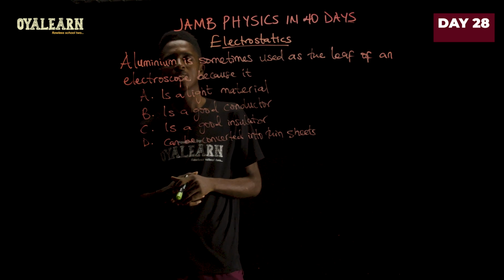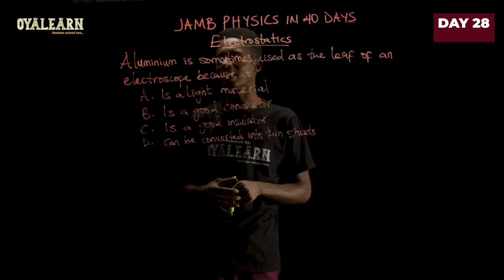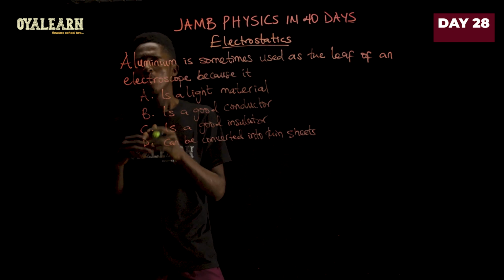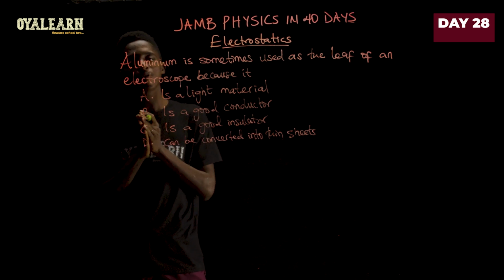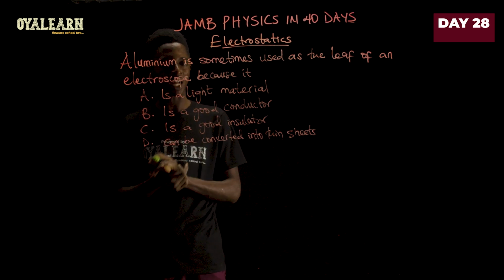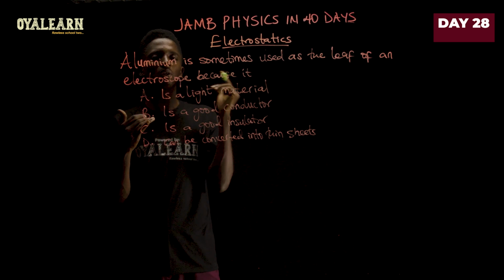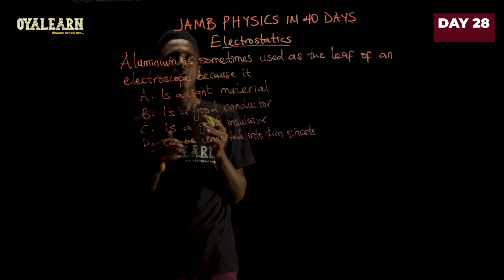This question says, aluminium is sometimes used as the leaf of an electroscope because it... Now, the primary reason why you would want to use any material as the leaf for an electroscope is the fact that it can actually conduct charges, okay? So this is why we use gold leaf. We also use aluminium as a substitute.